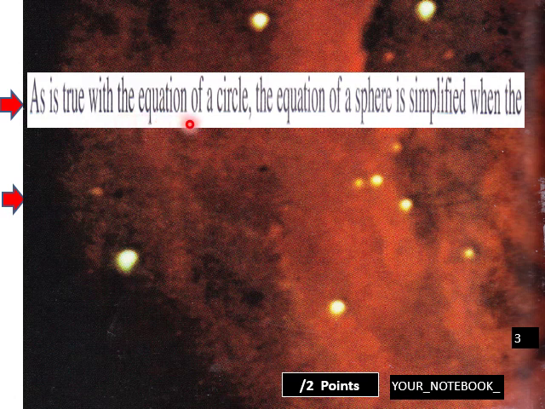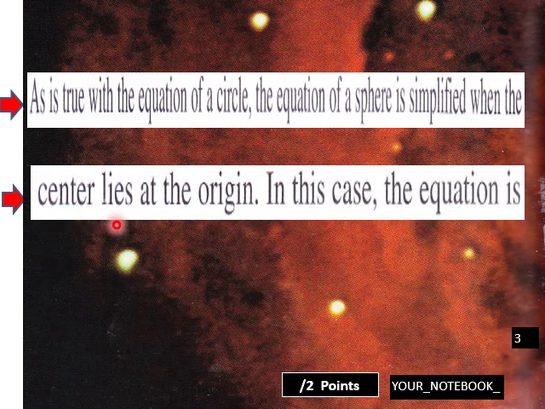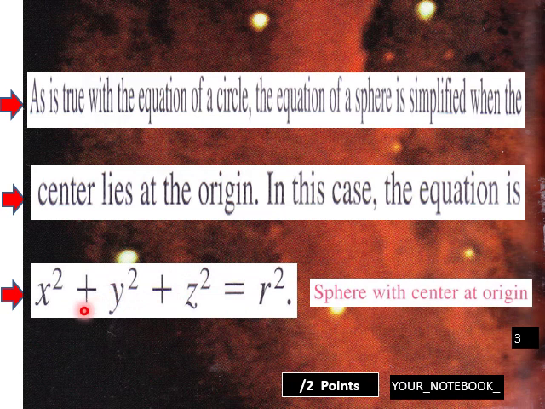As is true with the equation of a circle, the equation of a sphere is simplified when the center lies at the origin. In this case, the equation is x squared plus y squared plus z squared equals r squared. That's the equation of a sphere with a center at the origin.